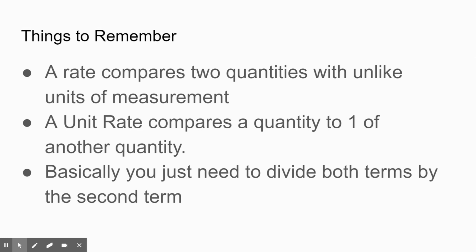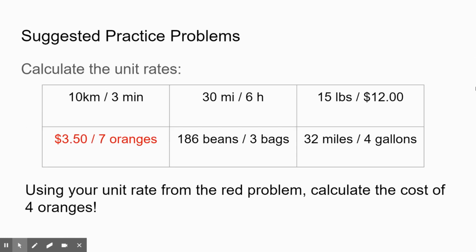So pause the video if you need to write any of these down, and then we're going to look at our suggested practice problems for today. The first thing you're going to do is calculate a bunch of unit rates. Now you might look at this table and realize that that's basically the same thing as what we had in our examples from what is a rate. This time we need to calculate the unit rates. They're not all going to be whole numbers. For example, 10 kilometers for every 3 minutes. That is not going to give you a nice number. That's okay. Use long division.